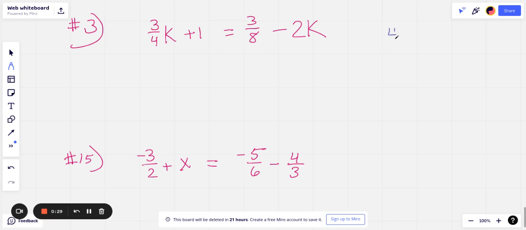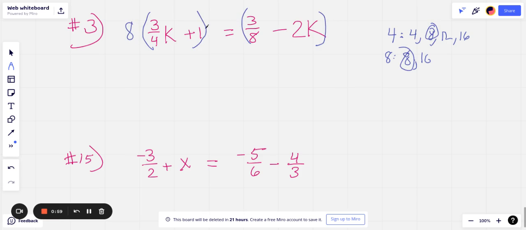So the multiples of 4 are 4, 8, 12, 16, and so on. And then the multiples of 8 are 8, 16. I can see I already have a common multiple. I have this 8 and I have this 8. So I'm going to multiply both sides of this equation by 8.